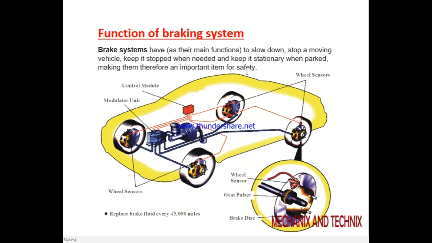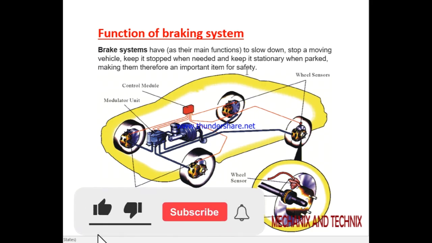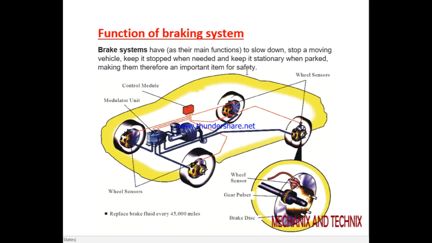I think this is a very understandable system compared to others. If you understand the function of the braking system, you have taken the first steps toward knowing the other systems of the motor vehicle. I think the function of the braking system is clear.